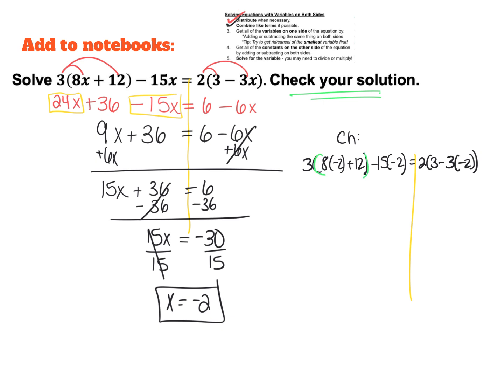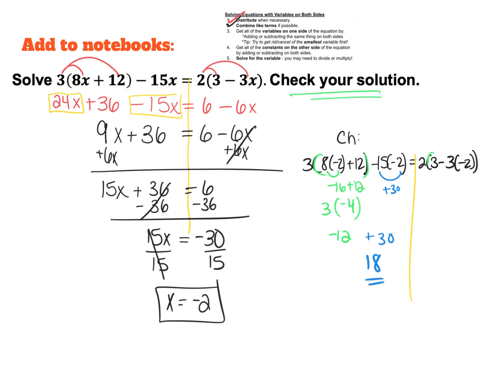So within parentheses, I've got negative 16 plus 12. That's negative 4. Negative 4 times 3 is negative 12. And then I'm going to take this here. I've got a negative 15 times negative 2, or minus 15 times negative 2. That becomes a positive 30. So on the left side, I have negative 12 plus 30. That equals 18. Let's see what the right side equals when I simplify that.